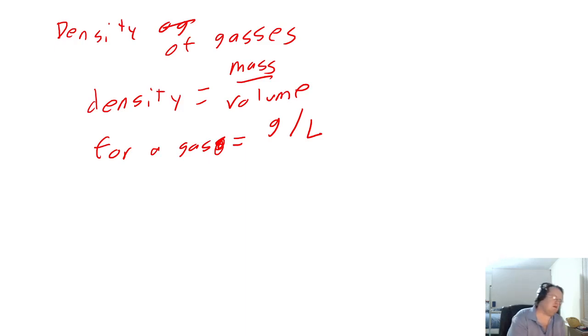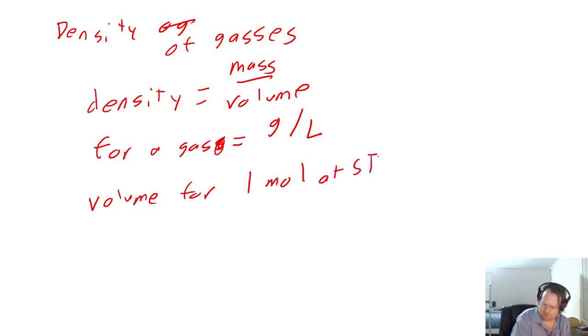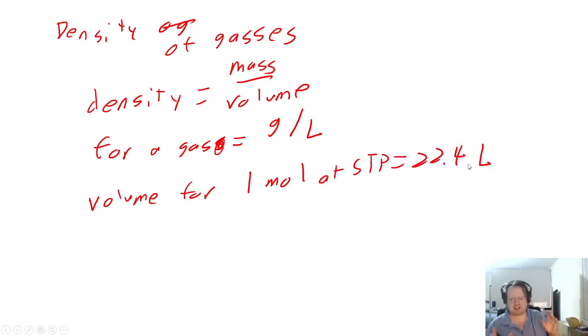Another useful note: in the last video we talked about the idea of STP. In general, the volume for 1 mole of gas at STP is going to be 22.4 liters. So this lets us convert directly from moles to liters without having to use the other part of the PV equals nRT equation, so it can be a useful conversion sometimes.